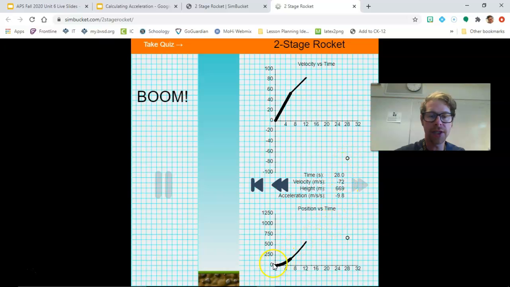How about position? Notice that the position graph is actually curved here. What does that mean? Well, that's because the velocity is not constant, so it's curving the position. This is still linear, but going up. This is curving and going up. So that's telling us that the velocity is changing constantly. The position is not changing constantly, it's changing at an increasing rate. That's the heart of acceleration.